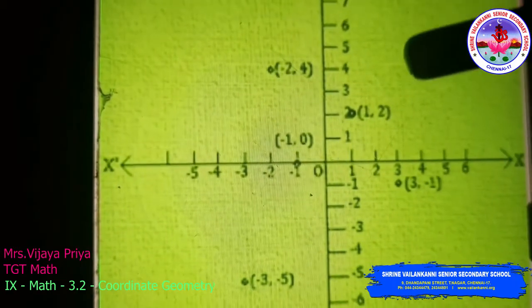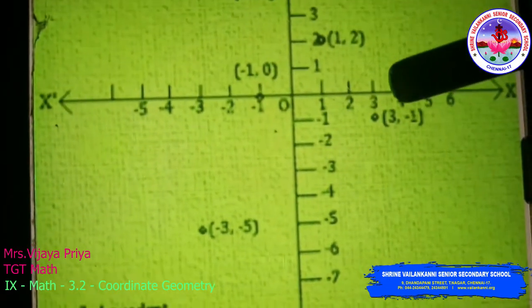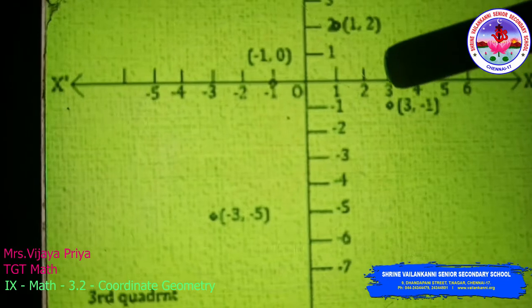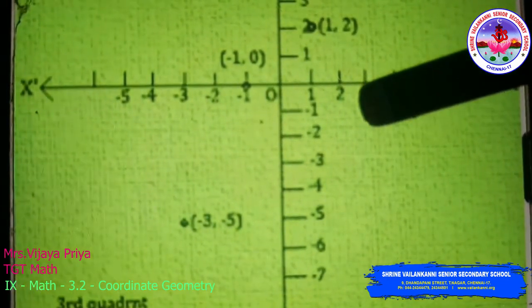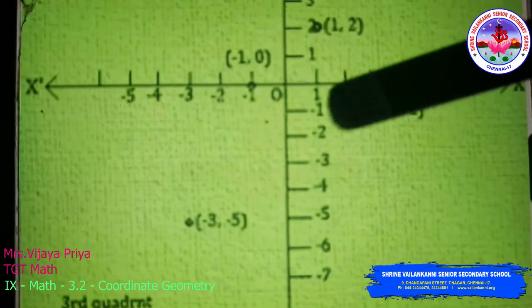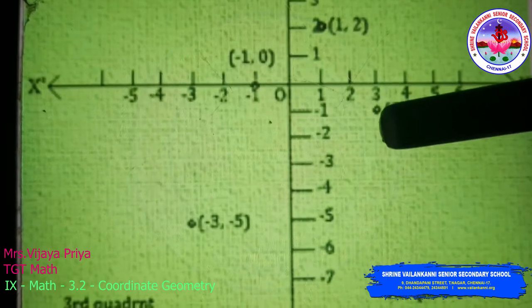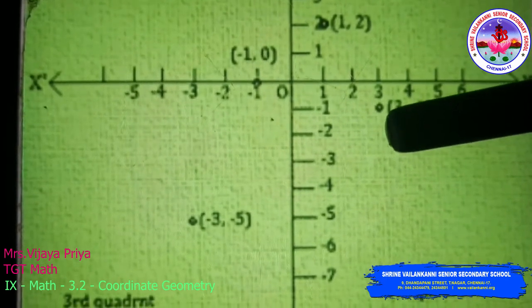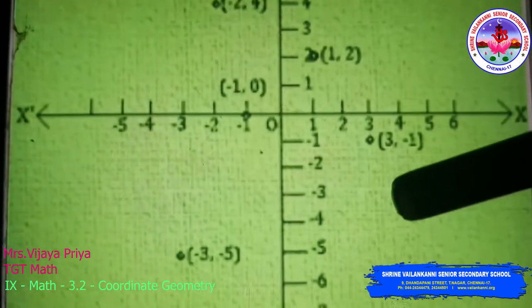Now coming to the next point, (3, -1). So coming to the positive of the x-axis, placing your point 3 here, just go down to the negative of the y-axis, stopping here at -1. At the intersection of 3 with -1, you will have the point here, where this point is (3, -1). This lies in the fourth quadrant.